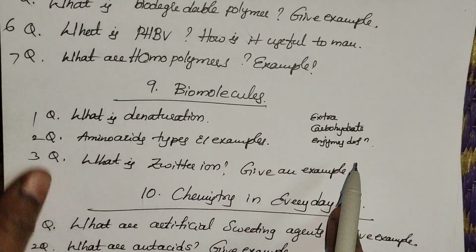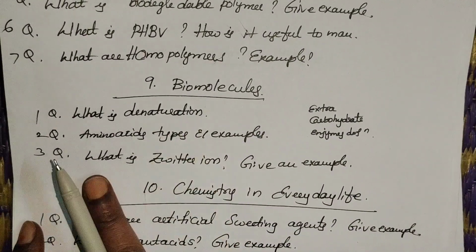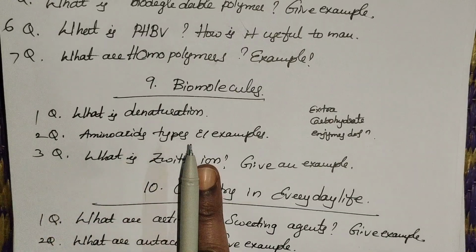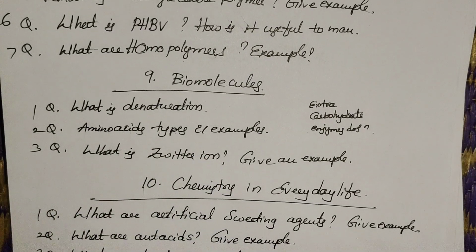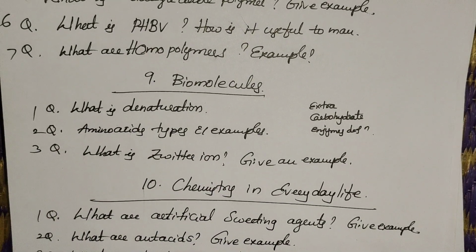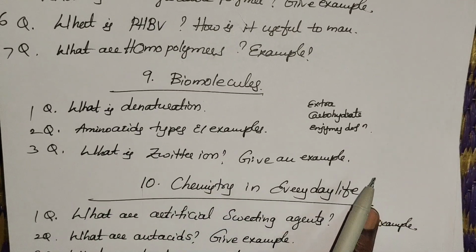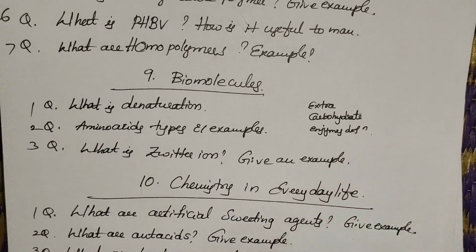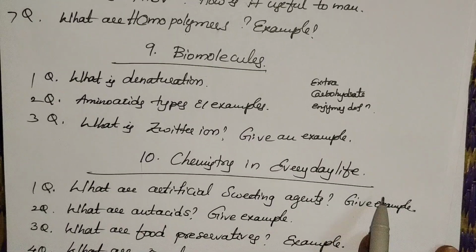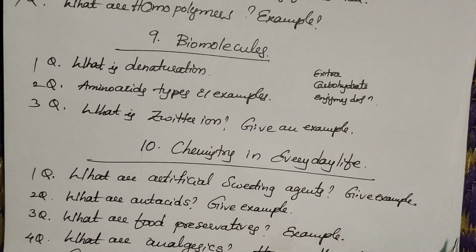Next, biomolecules. What is denaturation? And amino acid types with example: essential amino acid, non-essential amino acid. Next, what is deuterion, with one example. What is carbohydrate, and enzyme also they will ask sometimes. These are the VSAQs only.